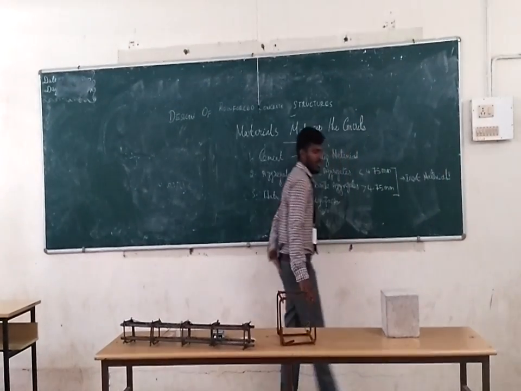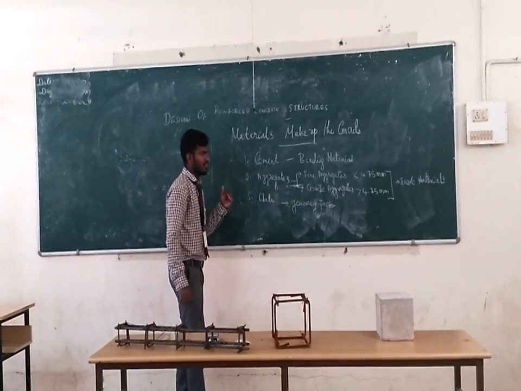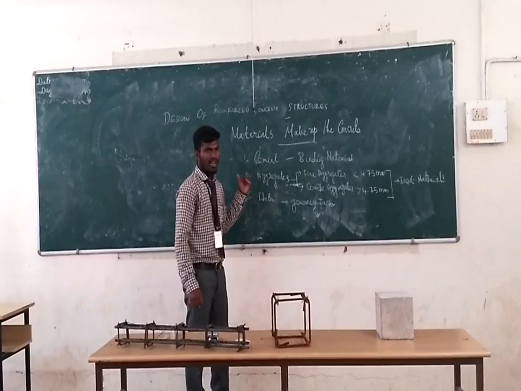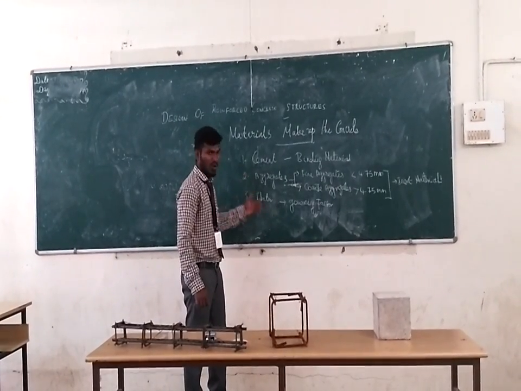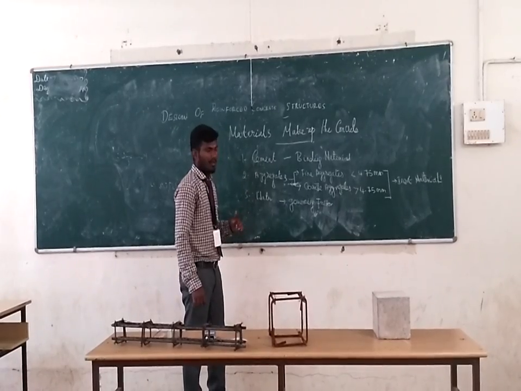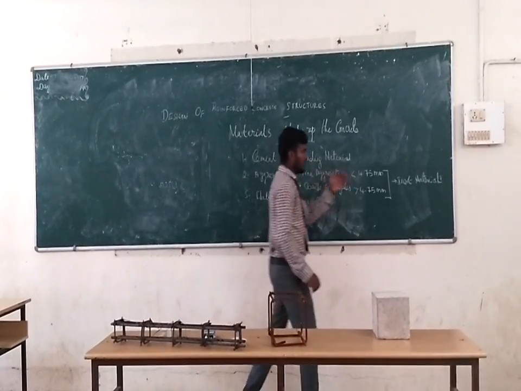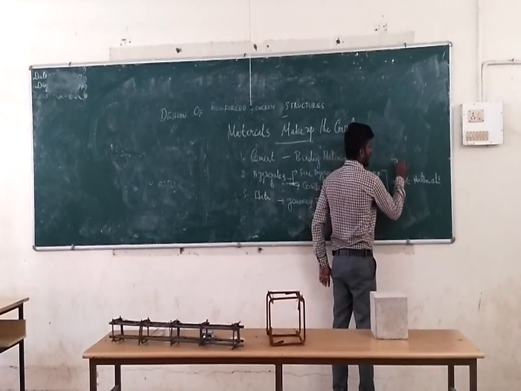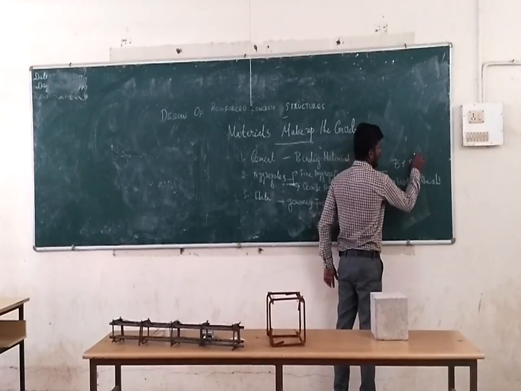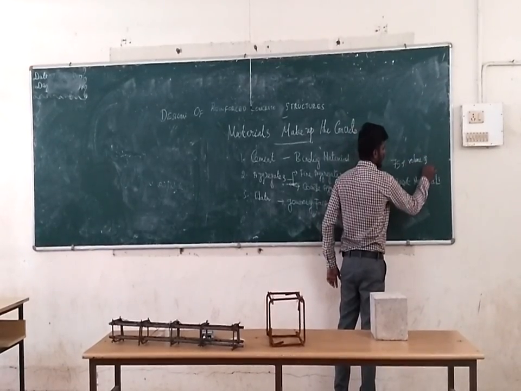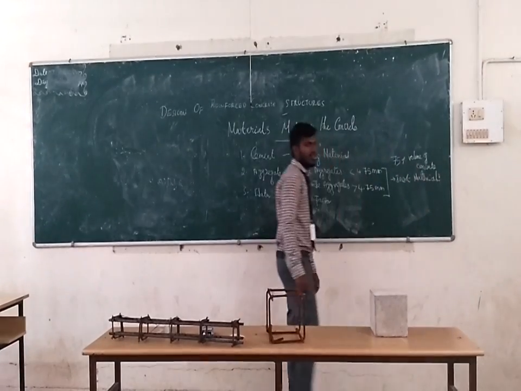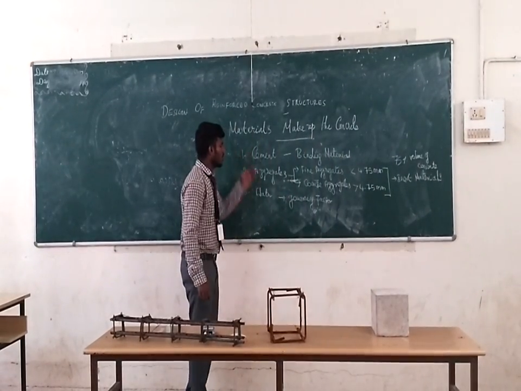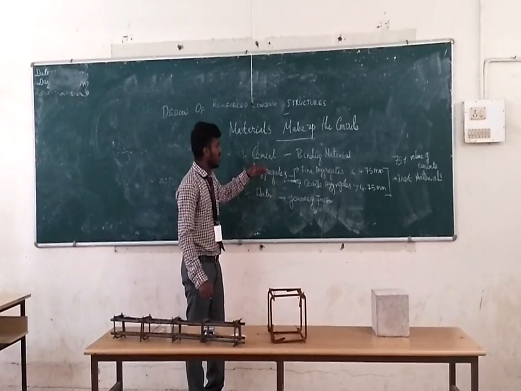Aggregates are inert materials. Why am I saying it? Because aggregates don't involve any chemical reaction with the water or cement, and they make up 75% of the volume of concrete. Okay, so cement is the binding material.